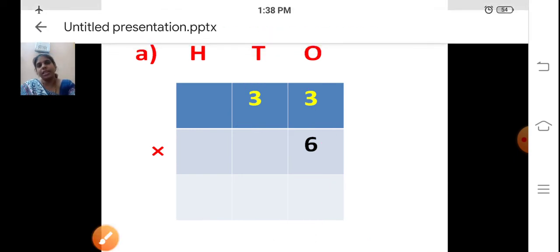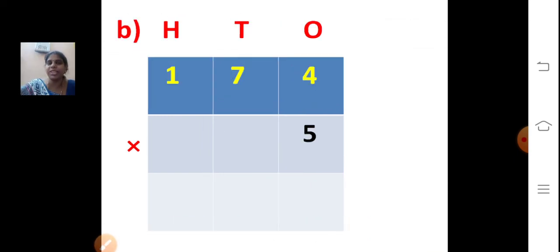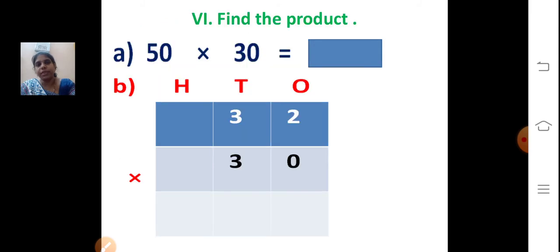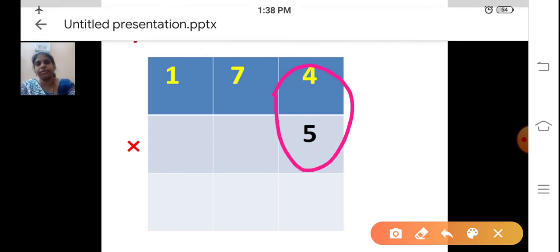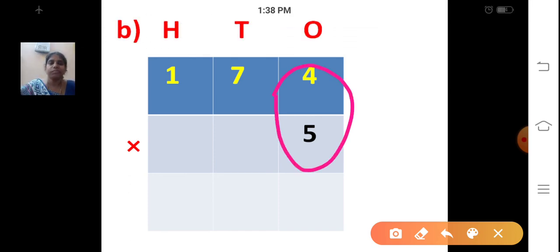198. Now one more sum we'll do in this model. 174 into 5. How to do this? Same way. First we are going to multiply 4 into 5. 4 5s are, think and tell me, 5 4s are 20, isn't it?